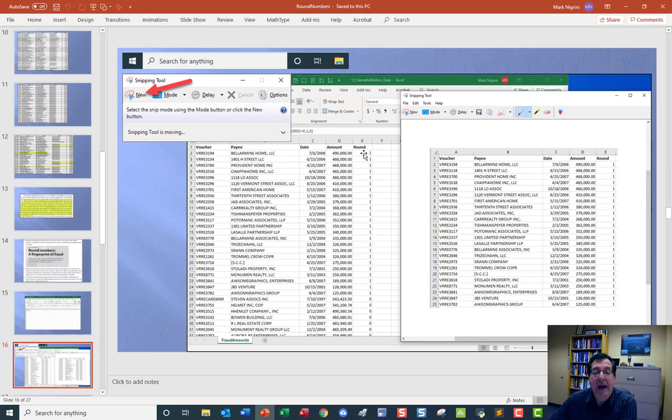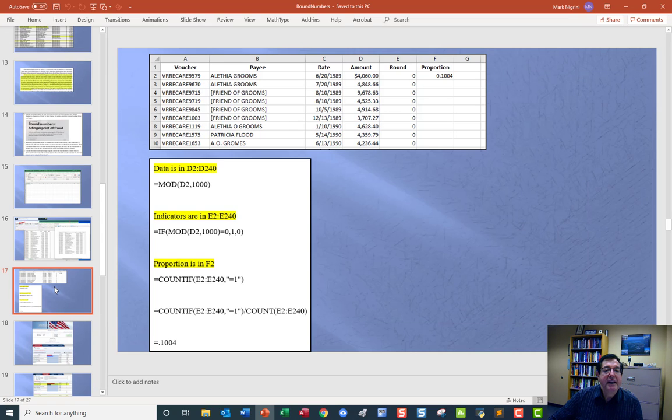I sorted by round descending so that all the ones were at the top, and then by amount descending so that the largest amounts were at the top here. I used my snipping tool. You can search for snipping tool. There it is. That's how you spell it. It was a new snip, and I highlighted this area. There we go. To get it into a Word document, it would be edit copy, edit paste. These are the formulas that I used. And indeed, I will put a link to this document as well.